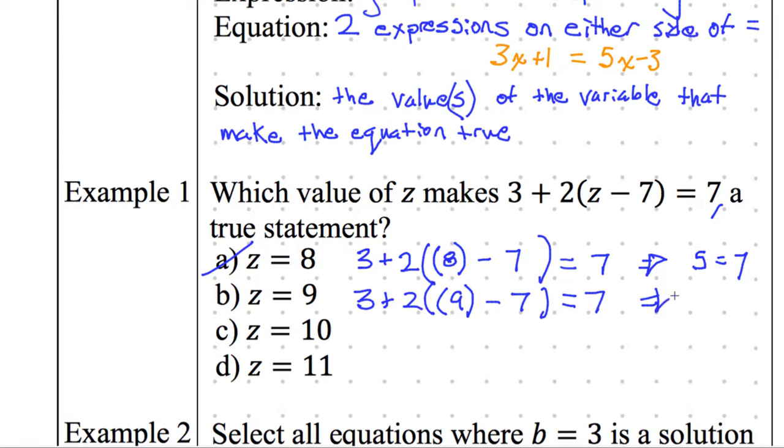So what does that thing turn into? All right, we're going to do mental math as a class. 9 minus 7 is? 2 times 2 is? 3 plus 4 is? 7. So you have 7 equals 7. Hey, there it is. We have a true statement. It's B.